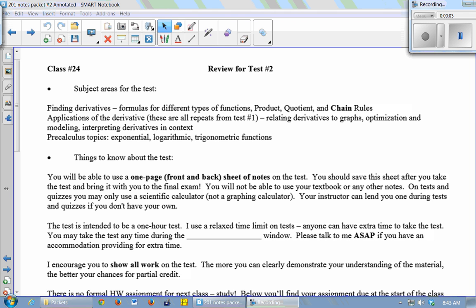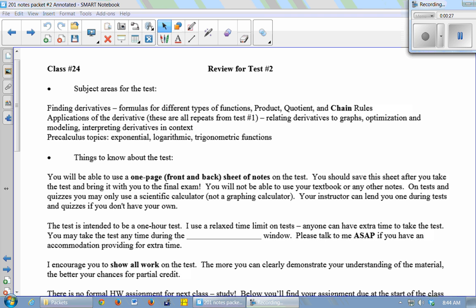Remind ourselves that test 2 is coming up on Monday. Okay, so test 2 is on Monday. It's going to have a few different focuses. The first is finding derivatives. So you need to be able to find derivatives for different kinds of functions, use the product rule, quotient rule, chain rule, and multiple rules in one problem.